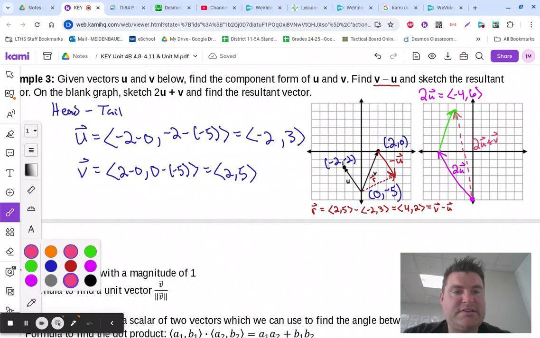Okay, so what is that? Well, we can just do 2u plus v. I have 2u right here, which is -4, comma 6, plus v, which is 2, 5. Put those together, and we're going to get left 2, so -2, comma, add those together, 11. All right, and there you go.